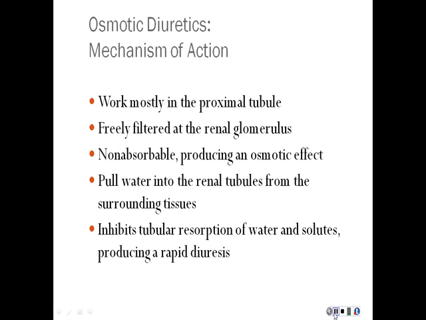So these work mostly in the proximal tubule, and it is freely filtered at the glomerulus. It is non-absorbable, producing an osmotic effect, which increases osmotic pressure. It pulls water into the renal tubules because of that increased osmotic pressure from the surrounding tissues. And this process inhibits the tubular reabsorption of water and other solutes, which also produces this rapid type of diuresis.